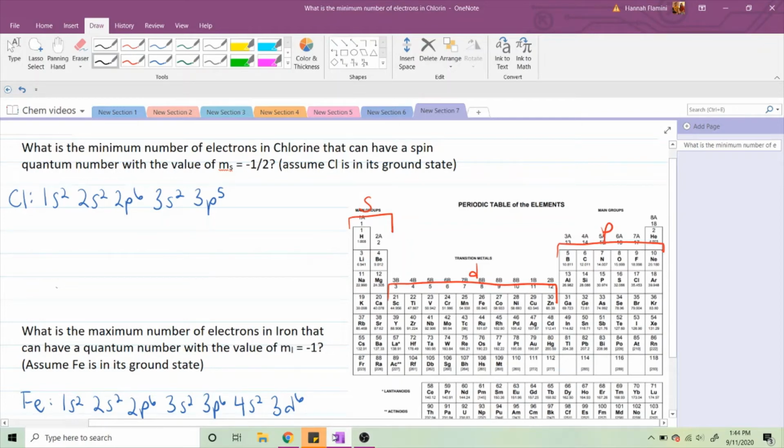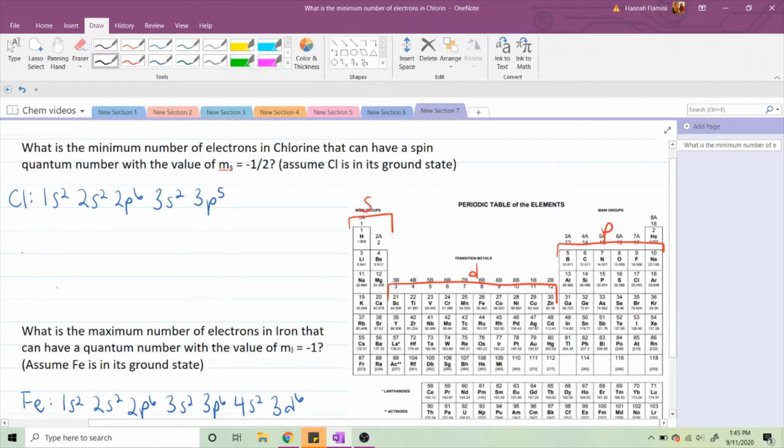What is the minimum number of electrons in chlorine that can have a spin quantum number with the value m sub s equals -1/2? Assume chlorine is in its ground state. So I already wrote out the electron configuration for chlorine. I'm not going to go over how to do that, but you can just use the periodic table to figure that out. And so now I'm going to actually draw the boxes that have the electrons in them because I think that's the easiest way to approach this problem.